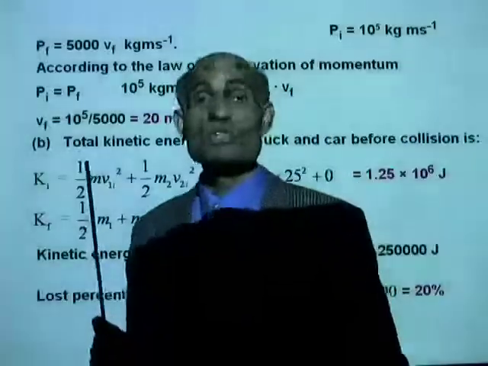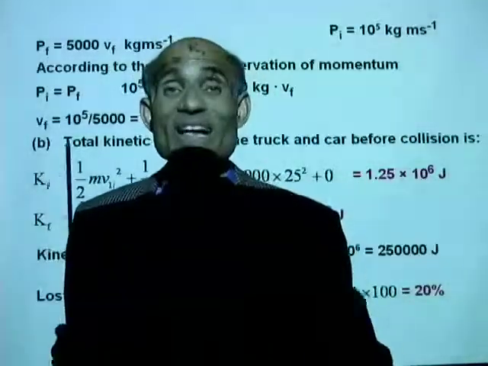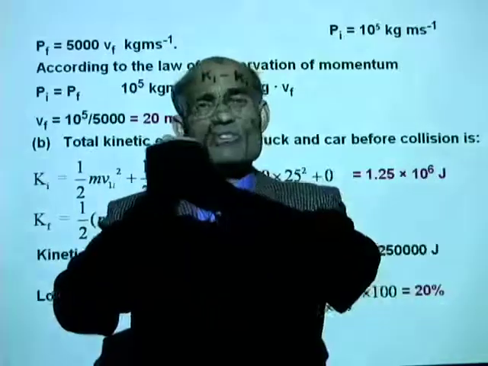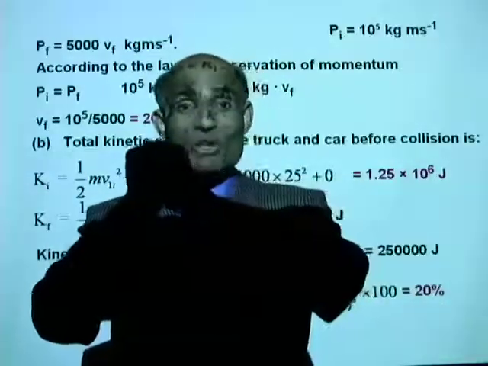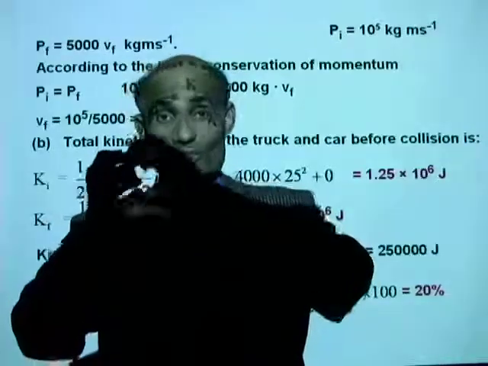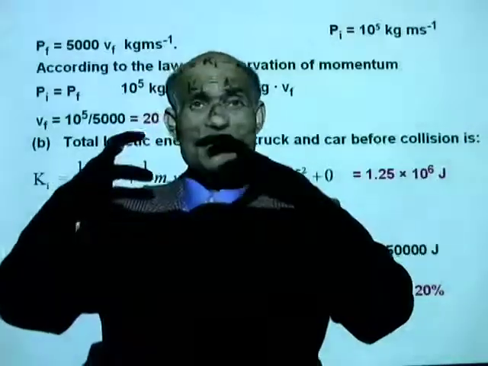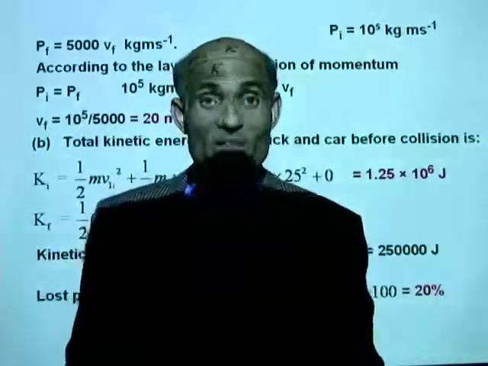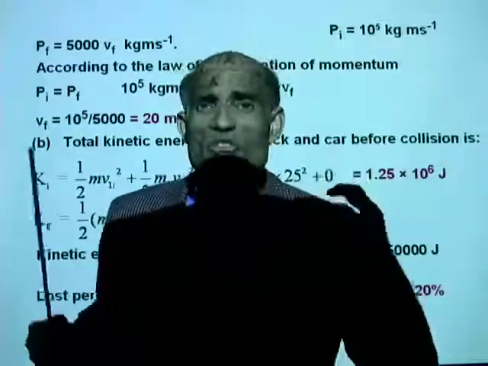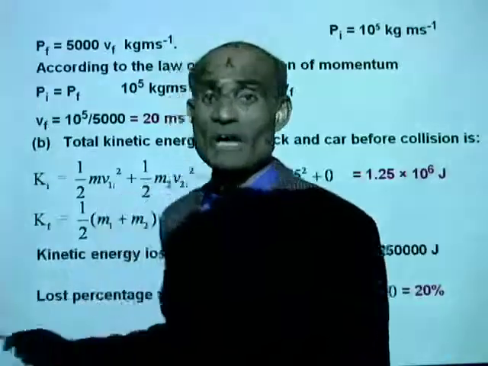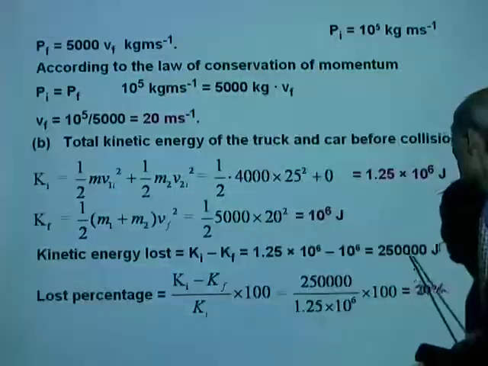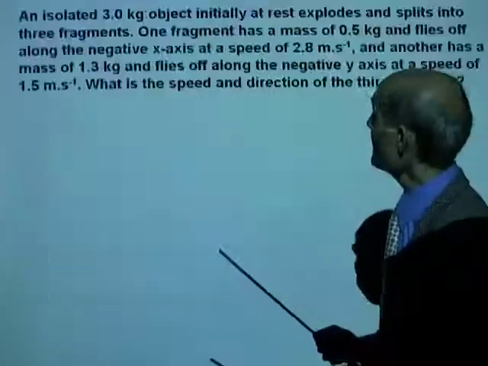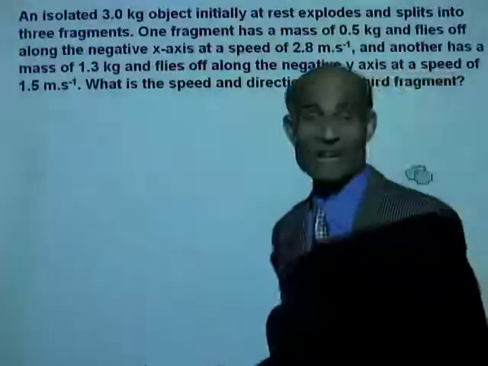20% of the original kinetic energy of the truck has been lost in doing work on the car. Also work is done on the truck itself. The bumper of the truck is definitely bent. Where does that energy come from? It takes an enormous amount of energy to bend those things. And all that comes from this amount of kinetic energy. Okay, let's now look at another problem.